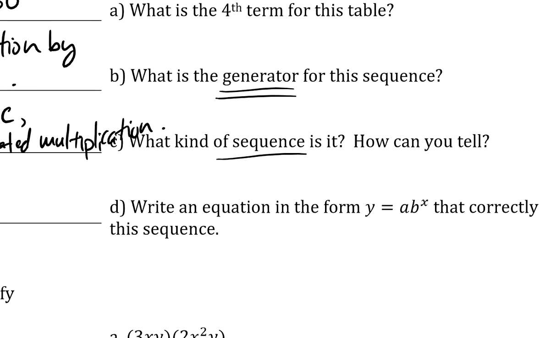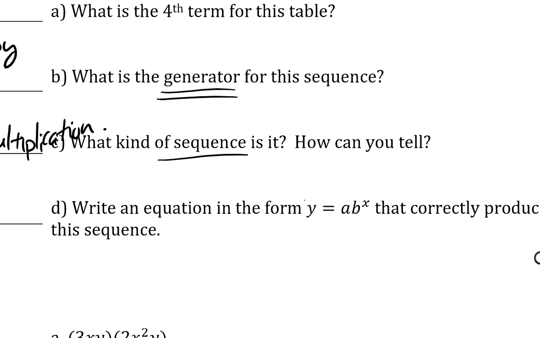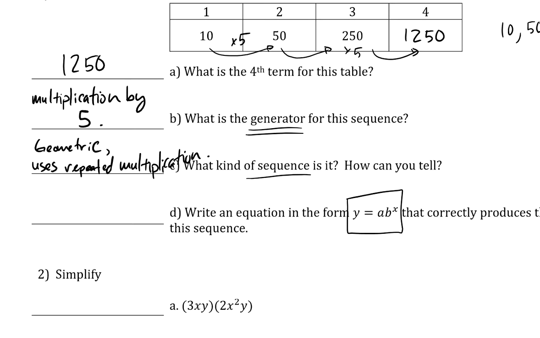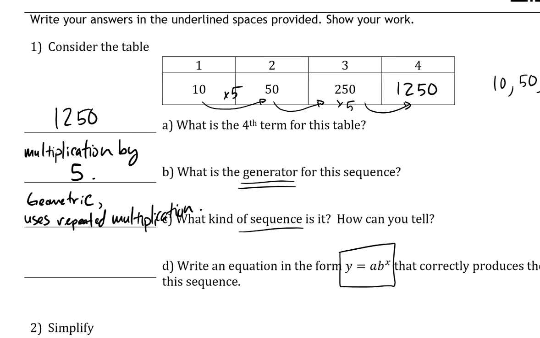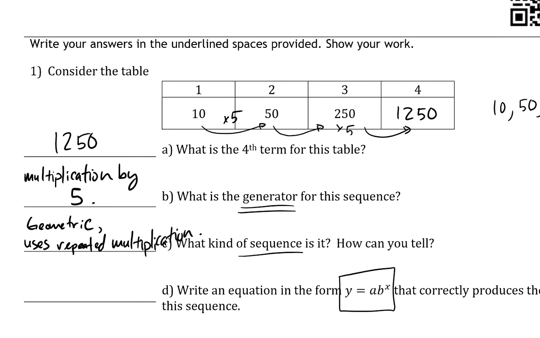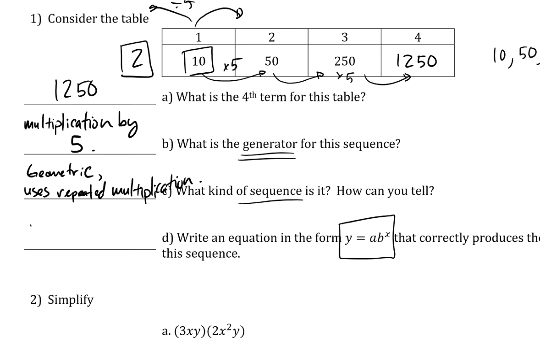The last thing it says is write an equation in the form y equals a times b to the x that correctly produces the values for this sequence. Well, I do need to know the zeroth term in order to do this correctly, and I can see that as I move forward I'm multiplying by 5. So if I take this first term and go the other way and divide by 5, I would land at the number 2. So my zeroth term is 2, and this equation would be y equals 2 times 5 to the x power.